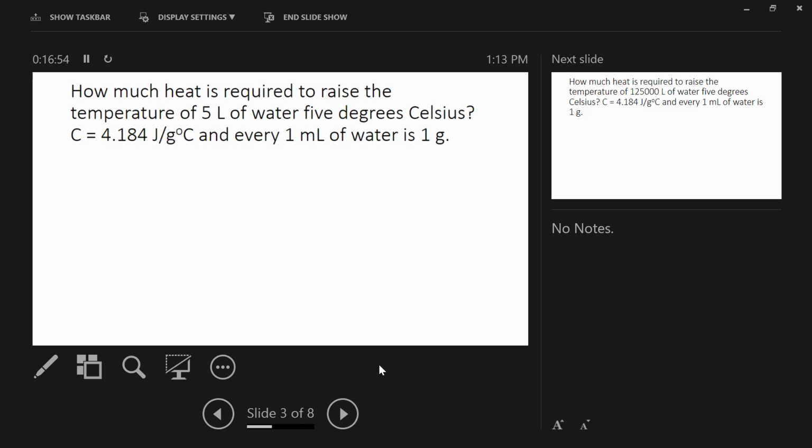Now, unit-wise, here we've got degrees Celsius being divided away. Here we have degrees Celsius being multiplied. So what happens to them? They cancel out. Oh, this one doesn't work at all. Garbage.